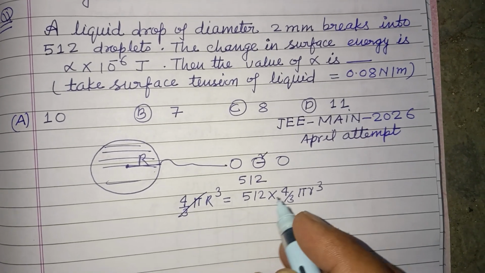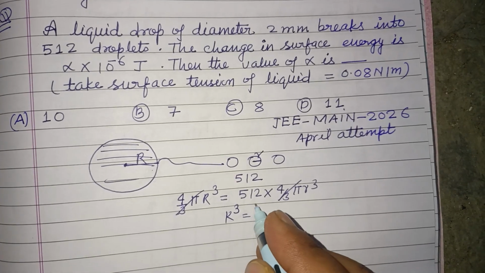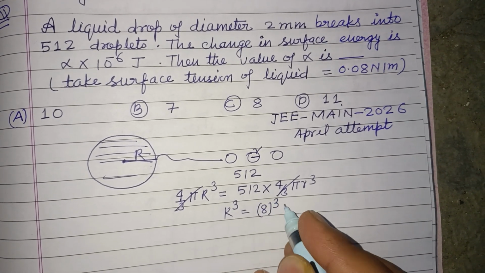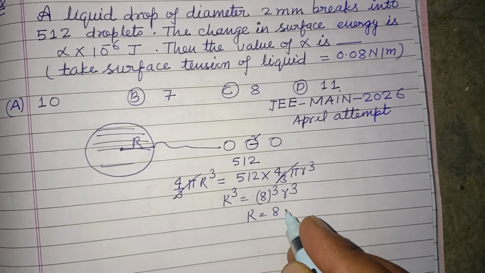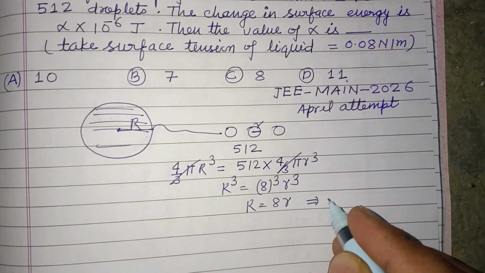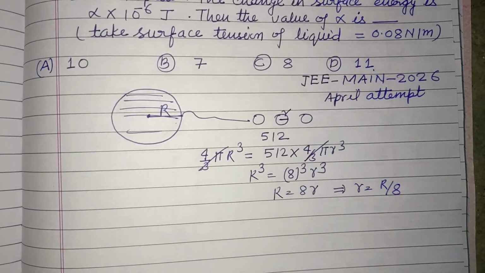So 4 by 3 pi cancels with 4 by 3 pi. R cube equals 512 r cube, which is the cube of 8 into r cube. The cube is removed, so R equals 8 into r, or small r equals capital R by 8.